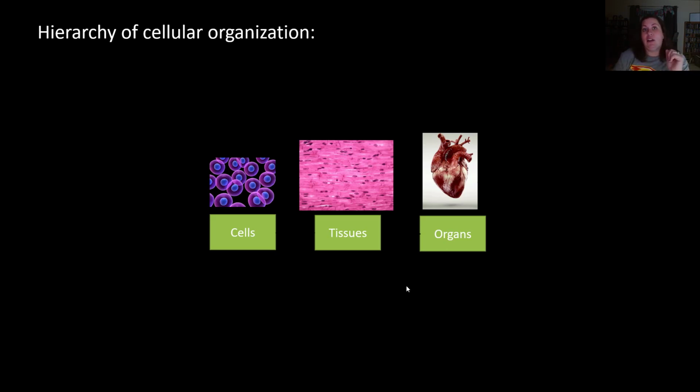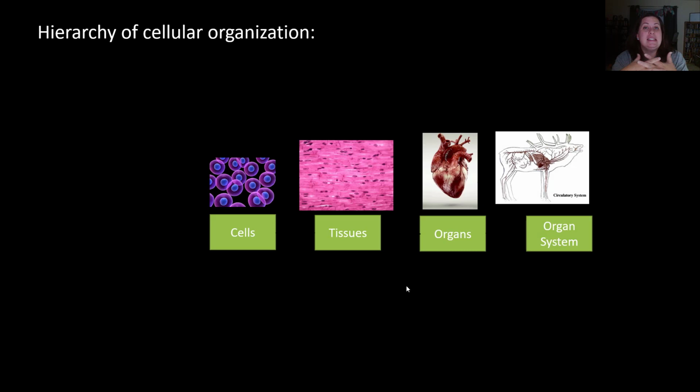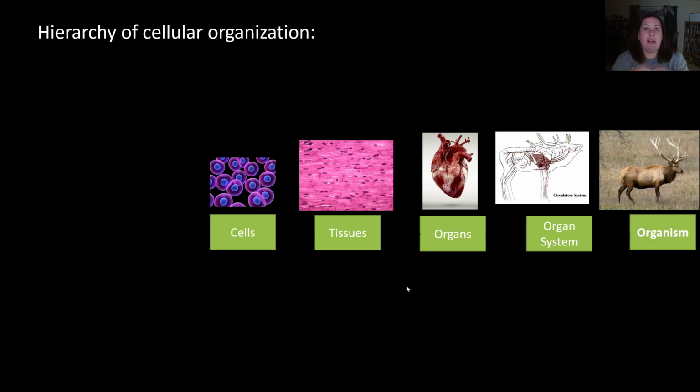Now, these organs then are going to work together to make organ systems. So if you see the heart here, the heart is going to work together with other organs like your blood vessels and your blood tissue in order to make sure that you have a cardiovascular system. And this cardiovascular system works all together. Now, when all your organ systems are working together, you have the actual organism. In this case, you have an elk. That organism is successful because all of its organ systems are working like they should.